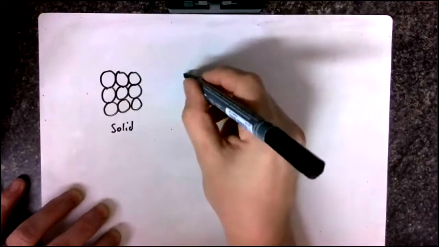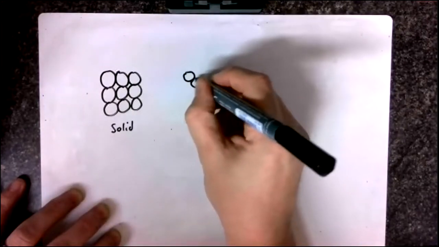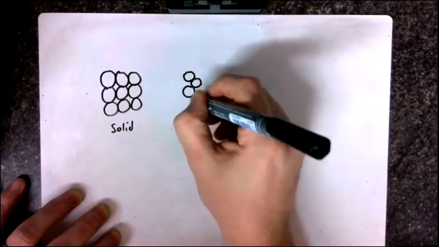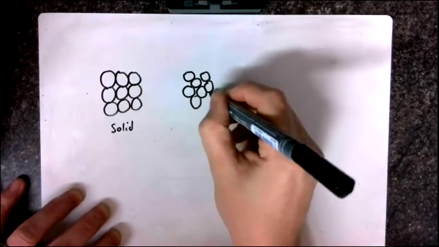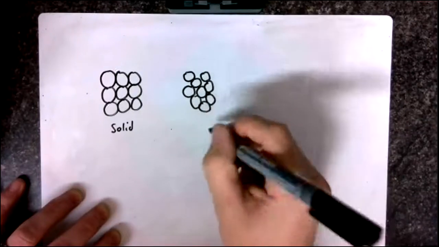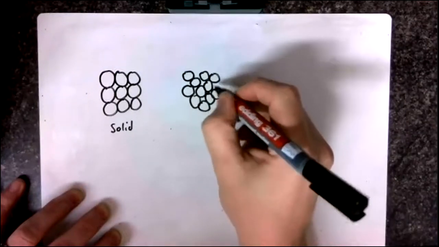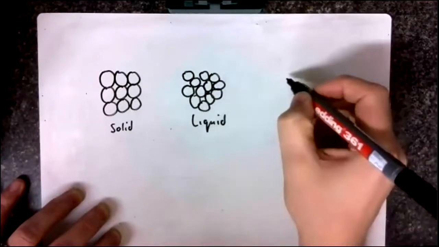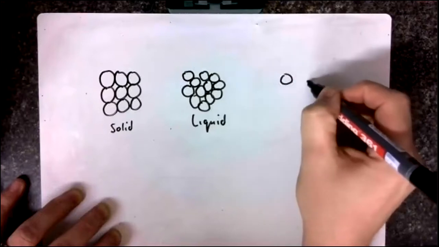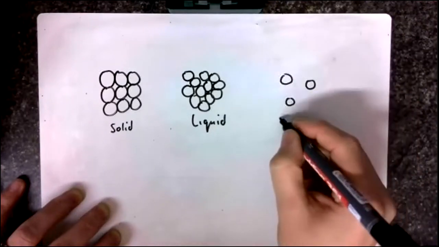Now most alkanes, or most organic chemistry molecules, most of them are not solids. Most of them are either liquids, which we draw like this, liquid, or gases, which we draw like this, gases.